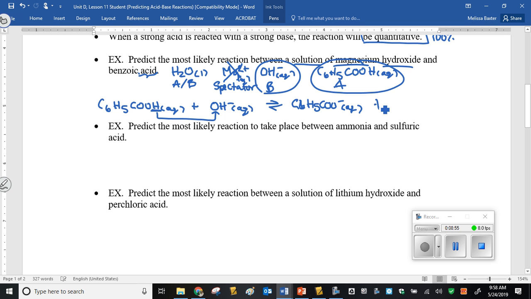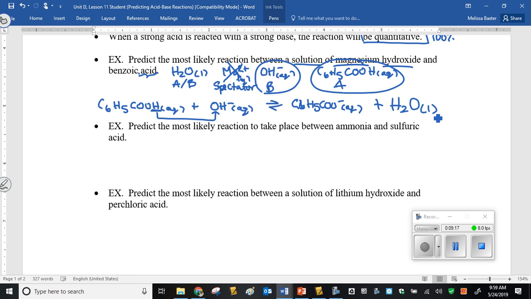My other product will be this hydroxide plus the hydrogen ion, the proton that I donated. So H2O will be my other product. If I wasn't sure, I would look at my table and say, the conjugate acid of hydroxide ions is H2O.